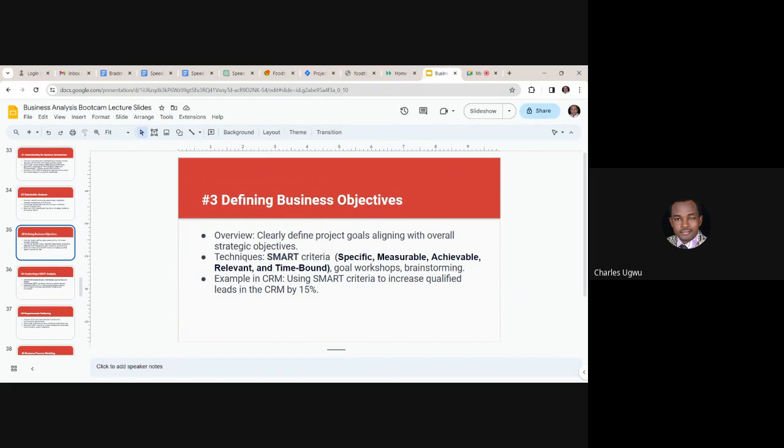Or after the enhancement, we are looking at achieving a 15% increase of our lead from the marketing or from the sales. So you can see that the goal here is specific. The objective here is specific. They said they want an increase of lead by 15% after enhancing the CRM. So you know there is a clear goal, 15%. That is the target.